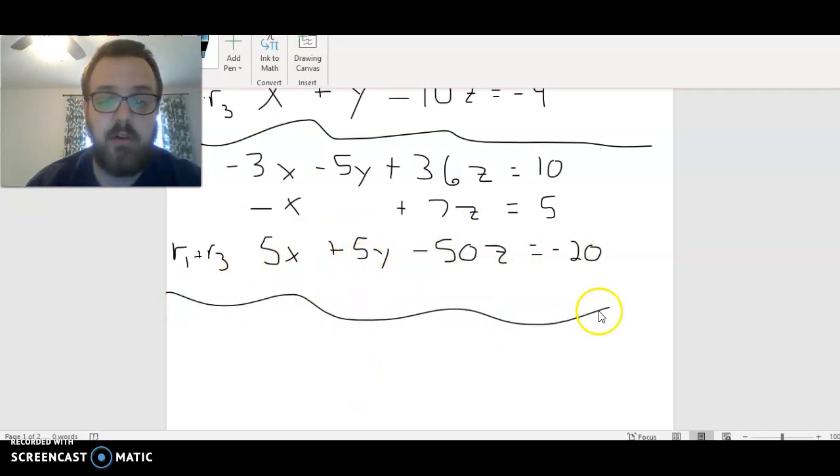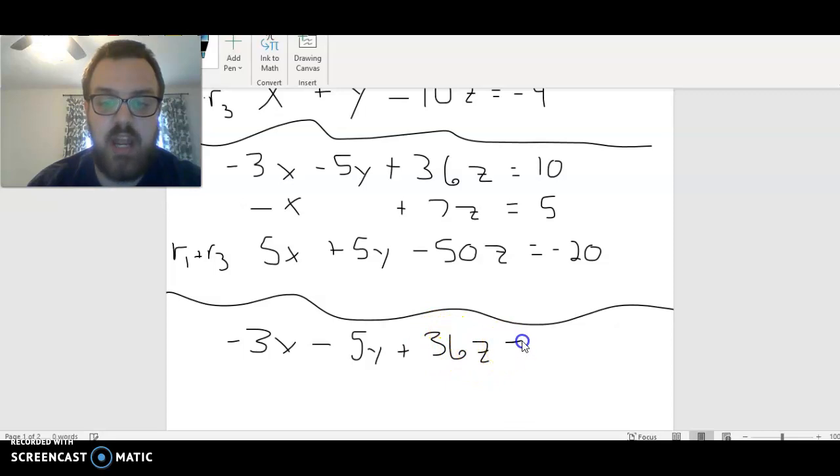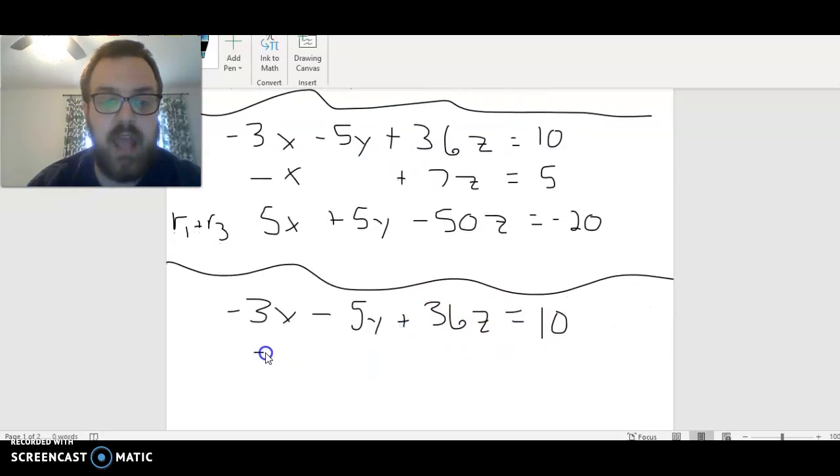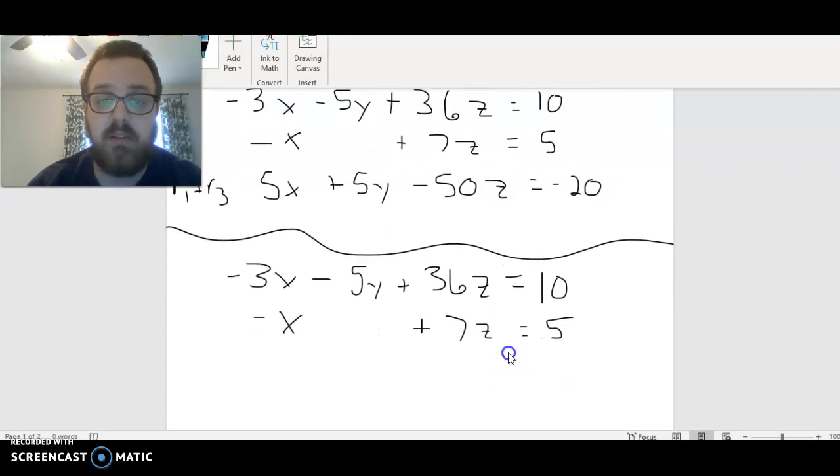So my first two equations are going to be exactly the same. I'm still going to have -3x minus 5y plus 36z equals 10. That's the same exact thing. That will not change. My second equation will also be the same. I'm still going to have -x plus 7z equals 5. And you'll notice I keep everything lined up as I go. That's a good way to help yourself stay organized when you do these problems.